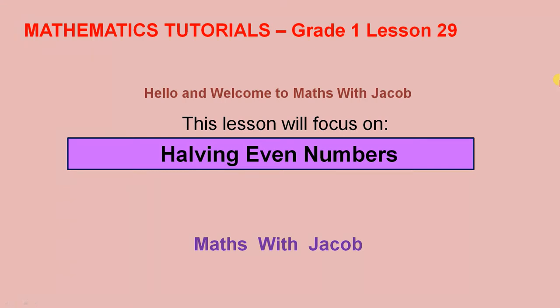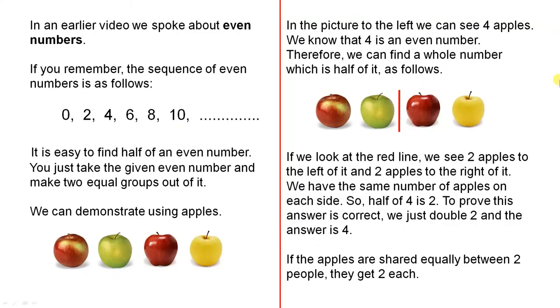This lesson will focus on halving even numbers. In an earlier video we spoke about even numbers. If you remember, the sequence of even numbers is as follows: 0, 2, 4, 6, 8, 10, etc. It is easy to find half of an even number. You just take the given even number and make two equal groups out of it.